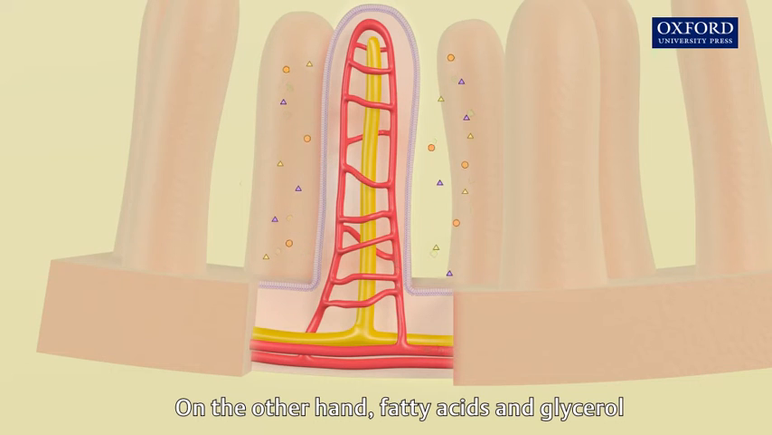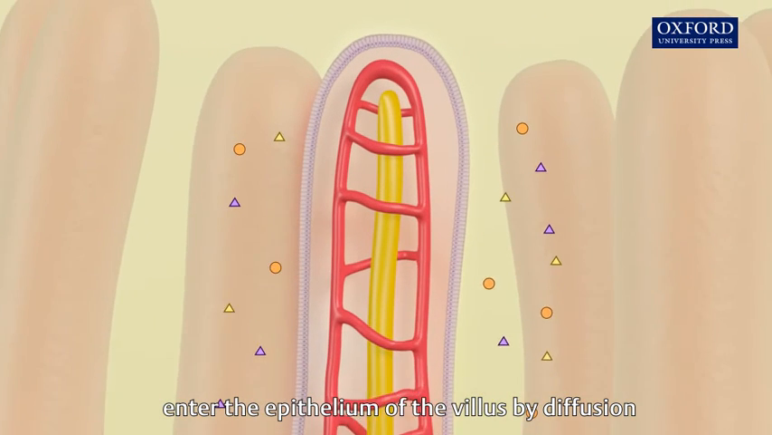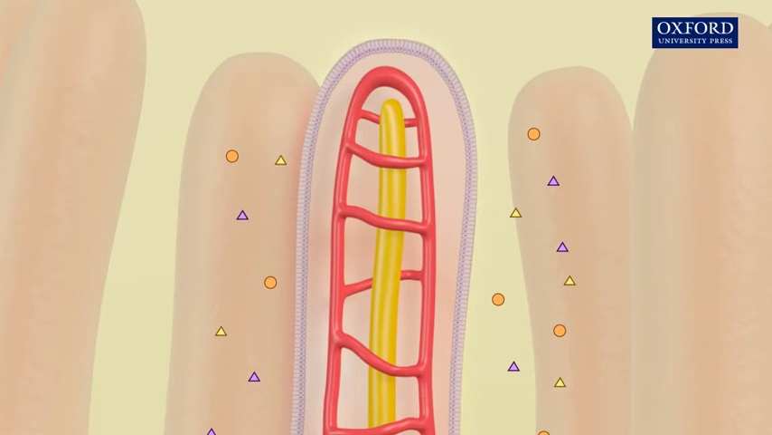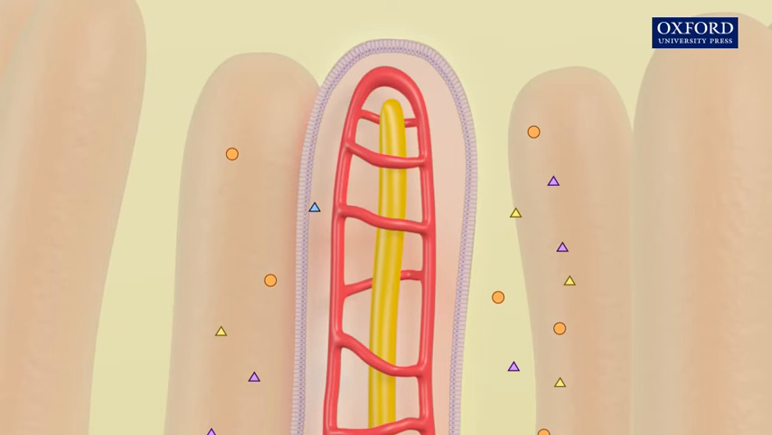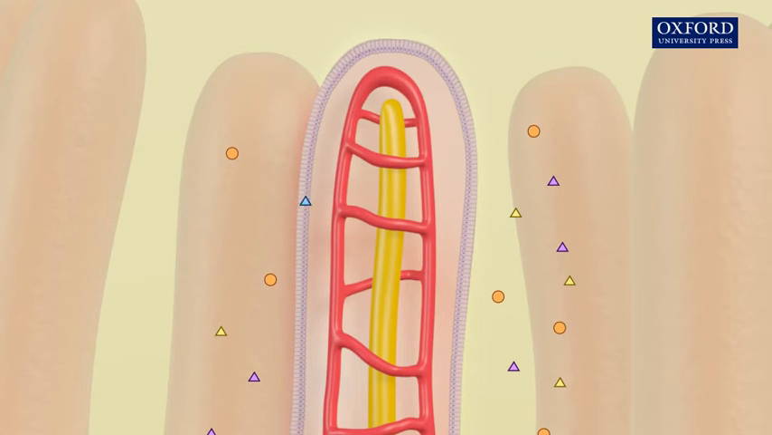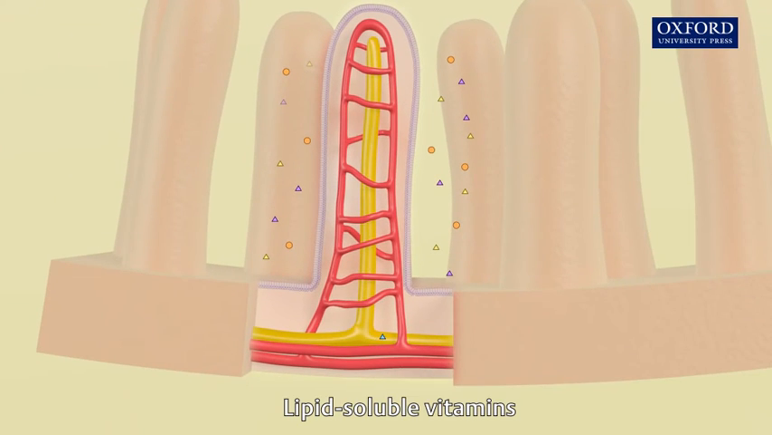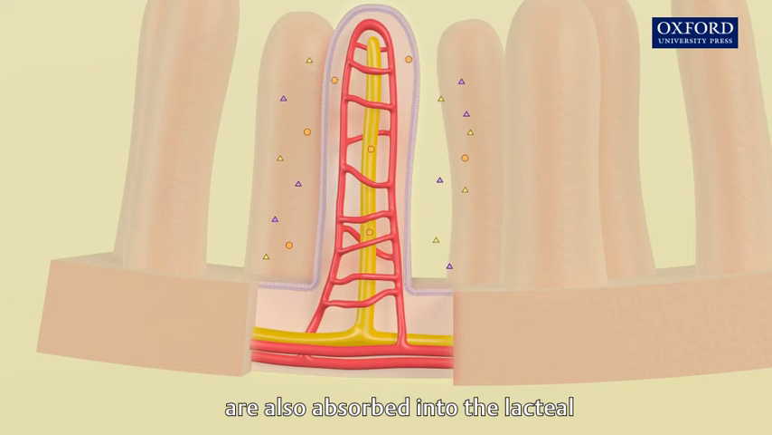On the other hand, fatty acids and glycerol enter the epithelium of the villus by diffusion. In the epithelial cells, they recombine into fine lipid droplets. The lipid droplets then enter the lymph in the lacteal. Lipid-soluble vitamins such as vitamins A and D are also absorbed into the lacteal.